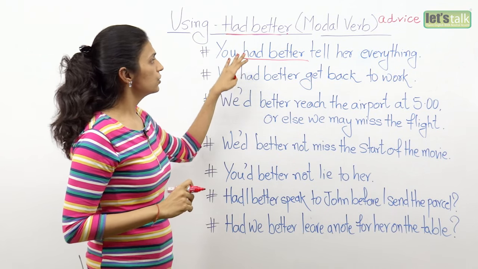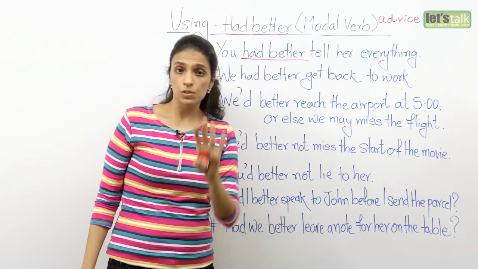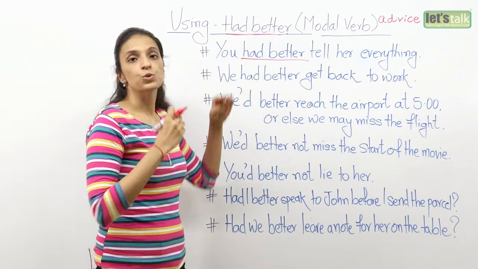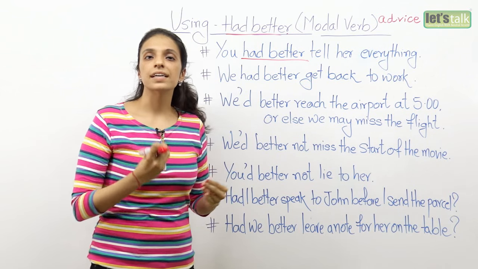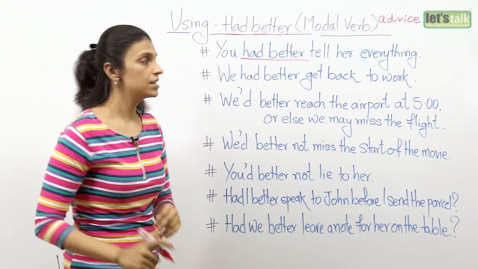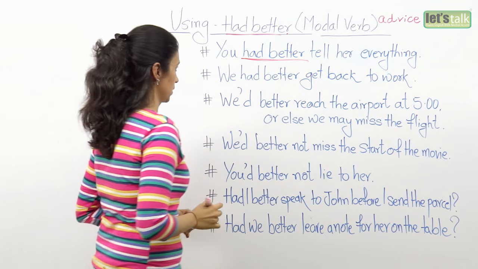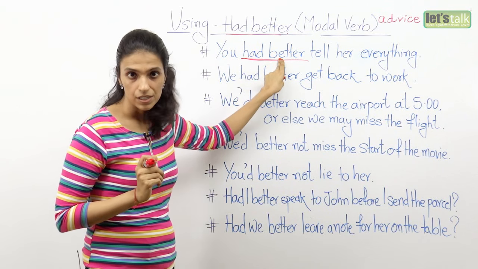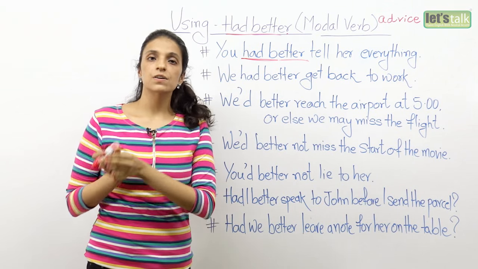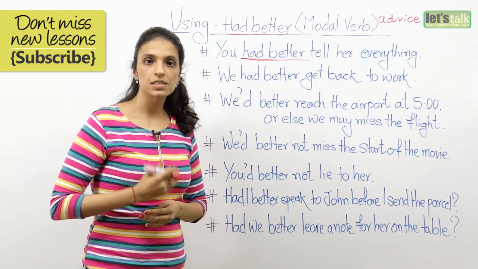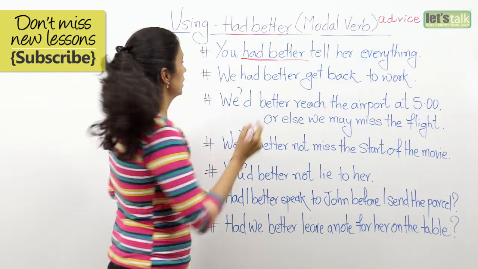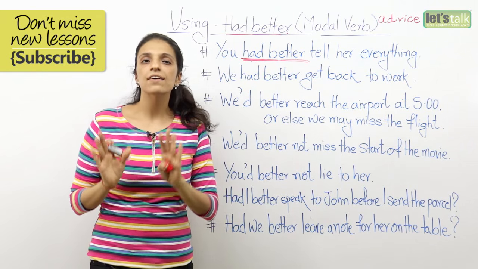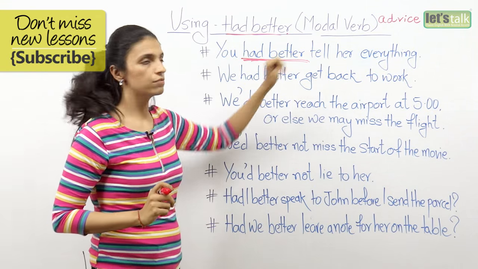So here, if you say you should tell her everything also is correct. But when I want to tell you that if you don't do this, there is going to be a negative effect, then use had better, okay? Now, this is how the modal verb is, had better. So it is used to give advice or suggestion in the present or future. Though it is had, but this is how it is, had better. You never use have better as a modal verb, okay?